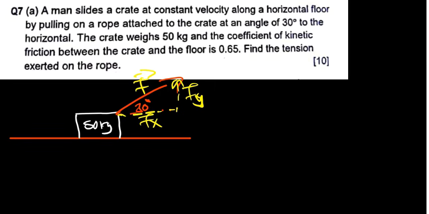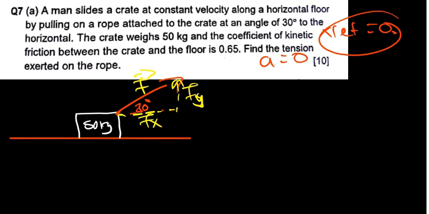Now there is another point here. The question is saying a man slides a crate at a constant velocity. Once you hear constant velocity, just know that the acceleration is zero. The net force is going to be zero. Now again here there is friction, meaning that there is a force which was opposing motion. That force is the friction force. The question is to find the tension.